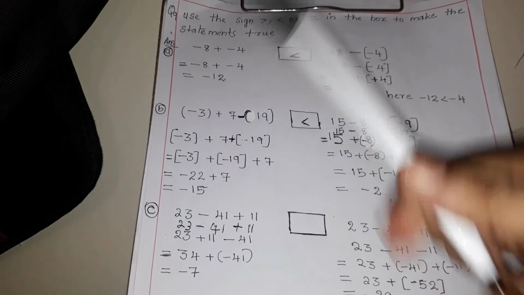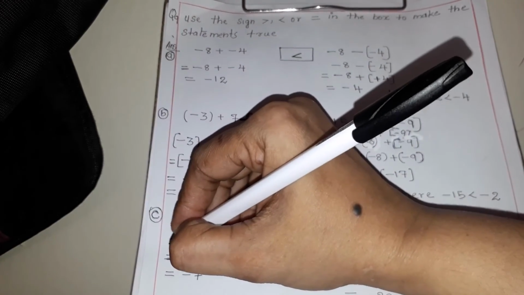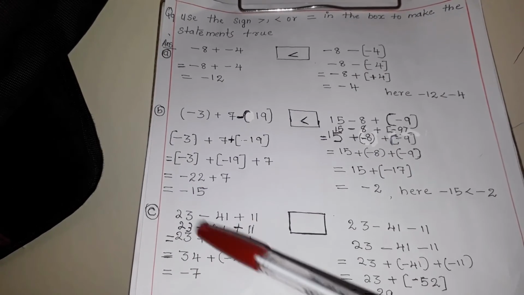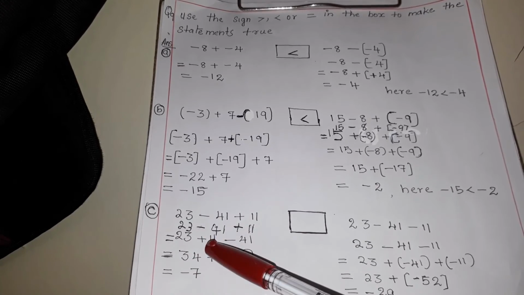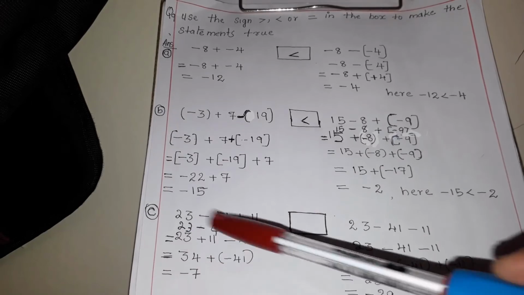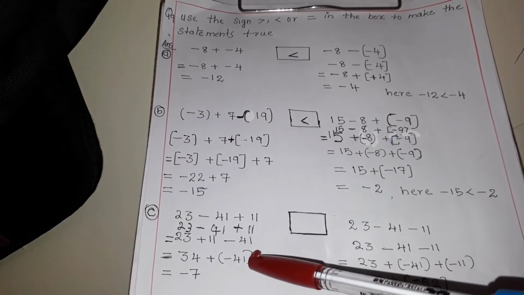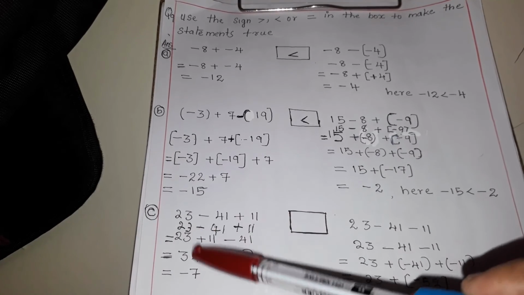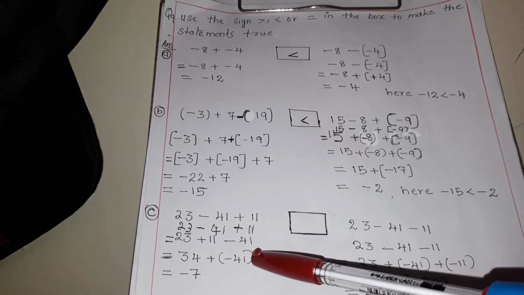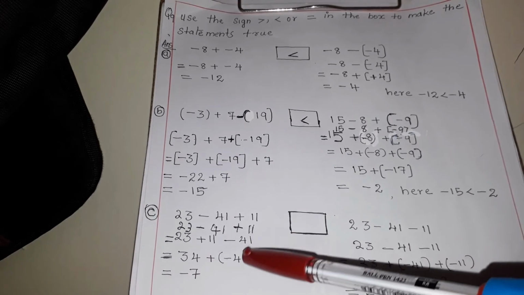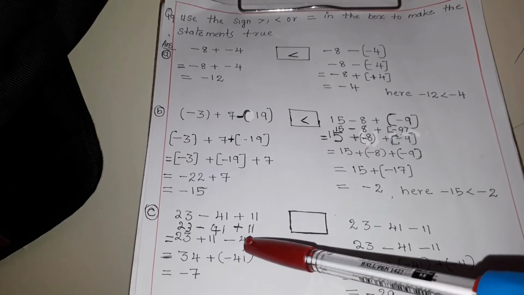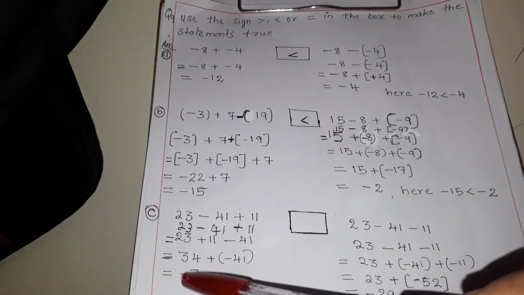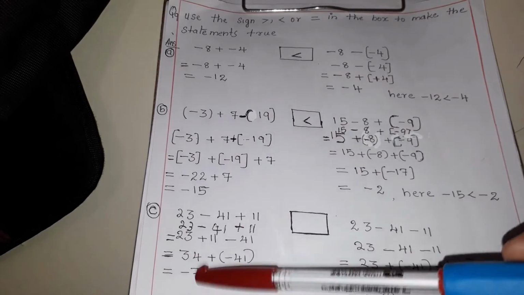So which is equal to, we have to write which is equal to what? 23 plus 11. We have to take these positives together. 23 plus 11 minus 41 which is equal to 34 plus minus 41. You should add 23 plus 11. How much do you get? 34. 34 plus minus 41. So we have different signs, so we subtract 41 minus 34. What is the sign of 41? It is negative. So we have to put negative here. So minus 7 you get here.